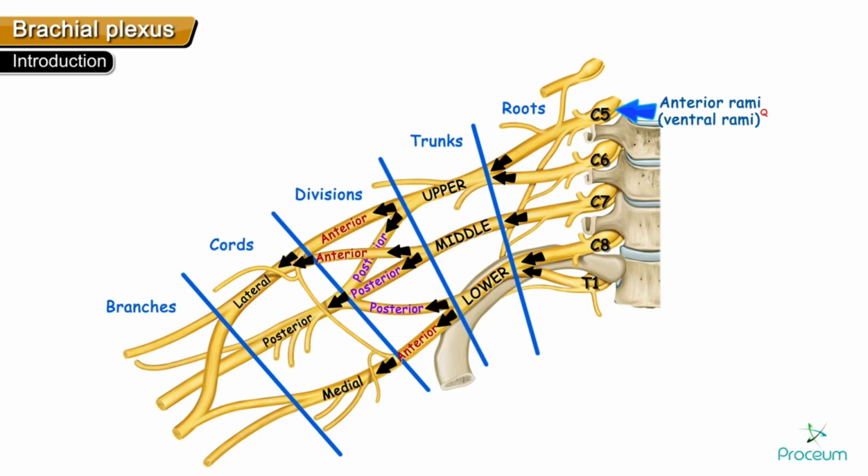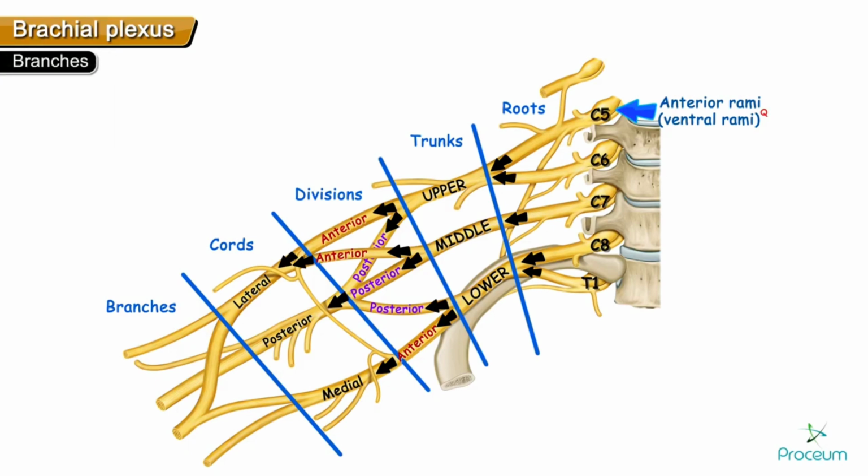So each trunk divided into anterior and posterior divisions. All posterior divisions form the posterior cord. So we are left behind with 3 anterior divisions. The anterior divisions of upper trunk and the middle trunk unite and form the lateral cord. What is left behind? The anterior division of the lower trunk, and the anterior division of the lower trunk continues as a medial cord of brachial plexus.